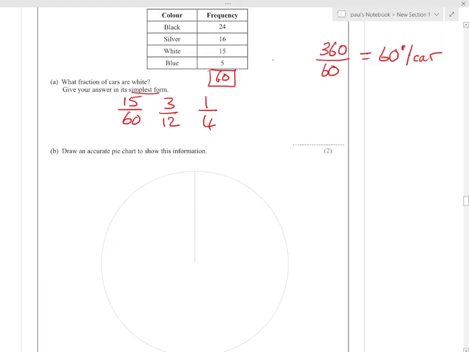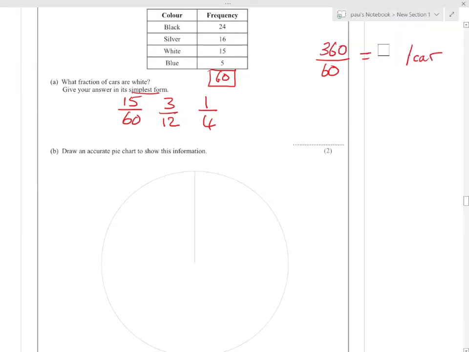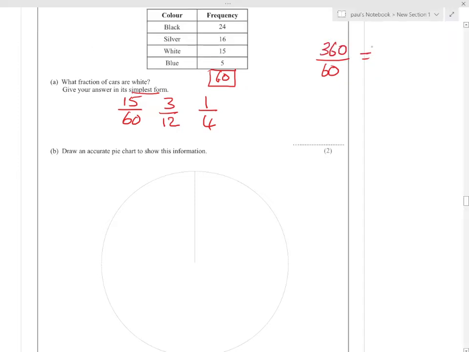Oh no, 6. Oh, way too big. We're never going to fit it. So 360 degrees all the way, divided by 60 is 6 degrees per car. So all we need to do is multiply all these numbers by 6, and that will give us the angle so that we can draw. 5 sixes are 30.